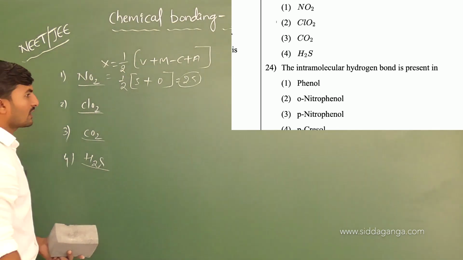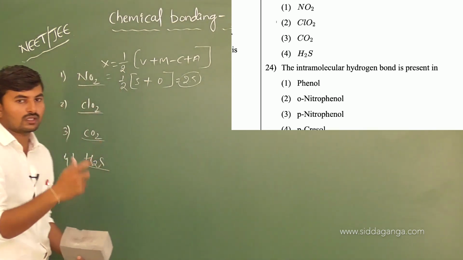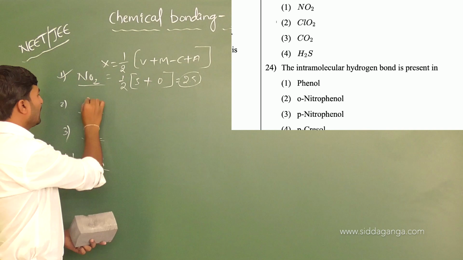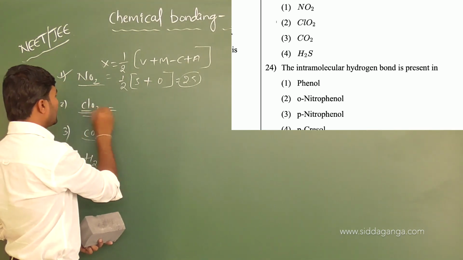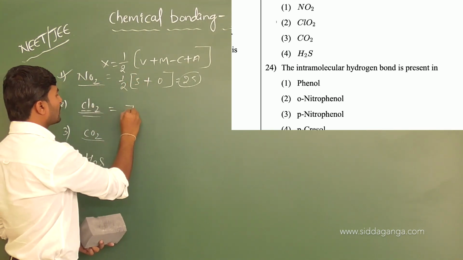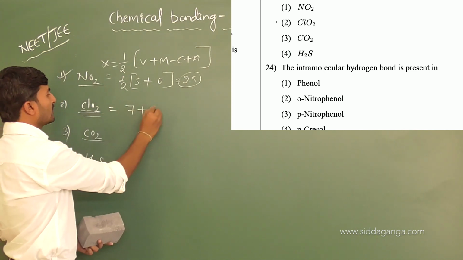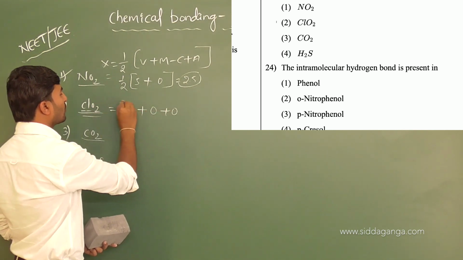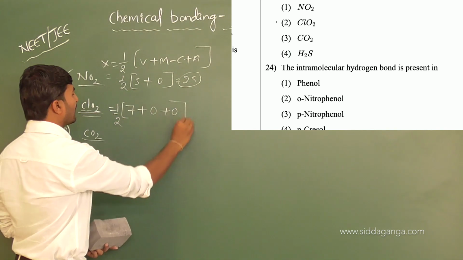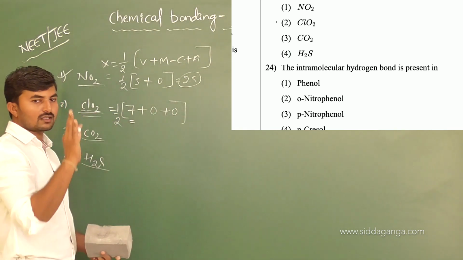Okay, in hybridization there are no decimals or fractions, so that is wrong. Second one, here the central atom is Cl. Cl has 7 valence electrons, plus there are no monovalent atoms attached and no charges. 1 by 2 into 7, 7 by 2 means 3.5. That is also a wrong option.